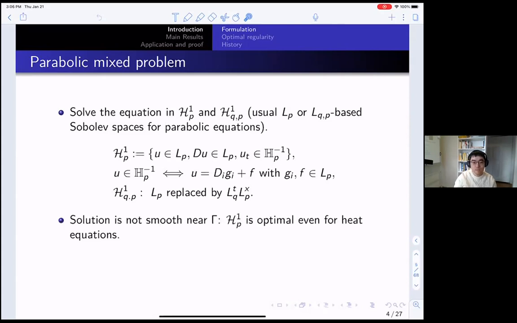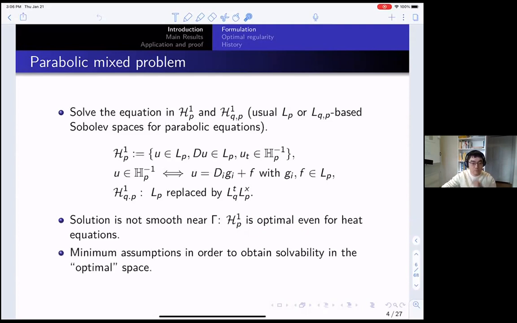Okay, and for this problem, it does not make sense to solve for smooth solutions because near Gamma, this solution is not smooth. So in some sense, this H^1_p is the optimal space we can expect. And this optimal means this solvability range for q is optimal. And we will see this later. And this is optimal even for heat equations in the simplest setting.